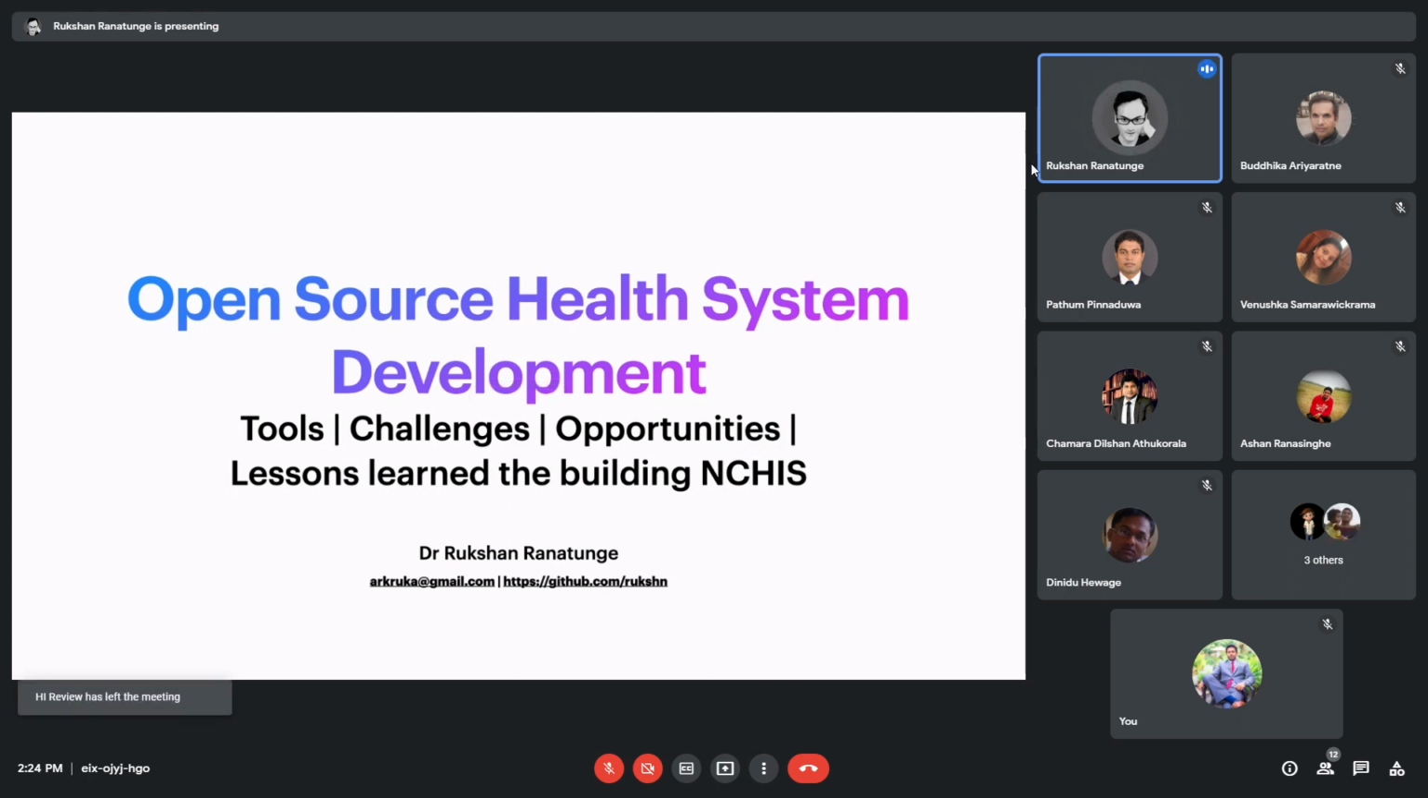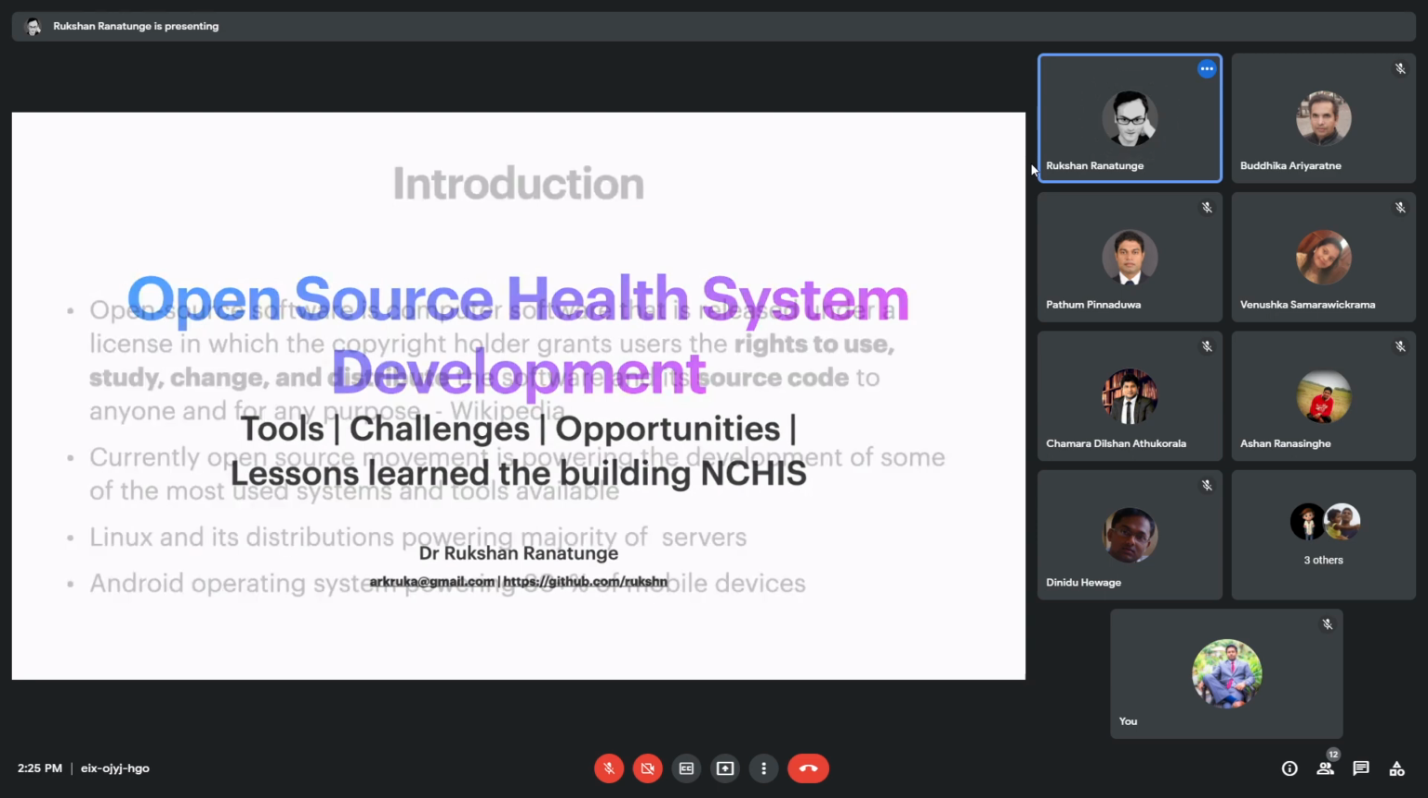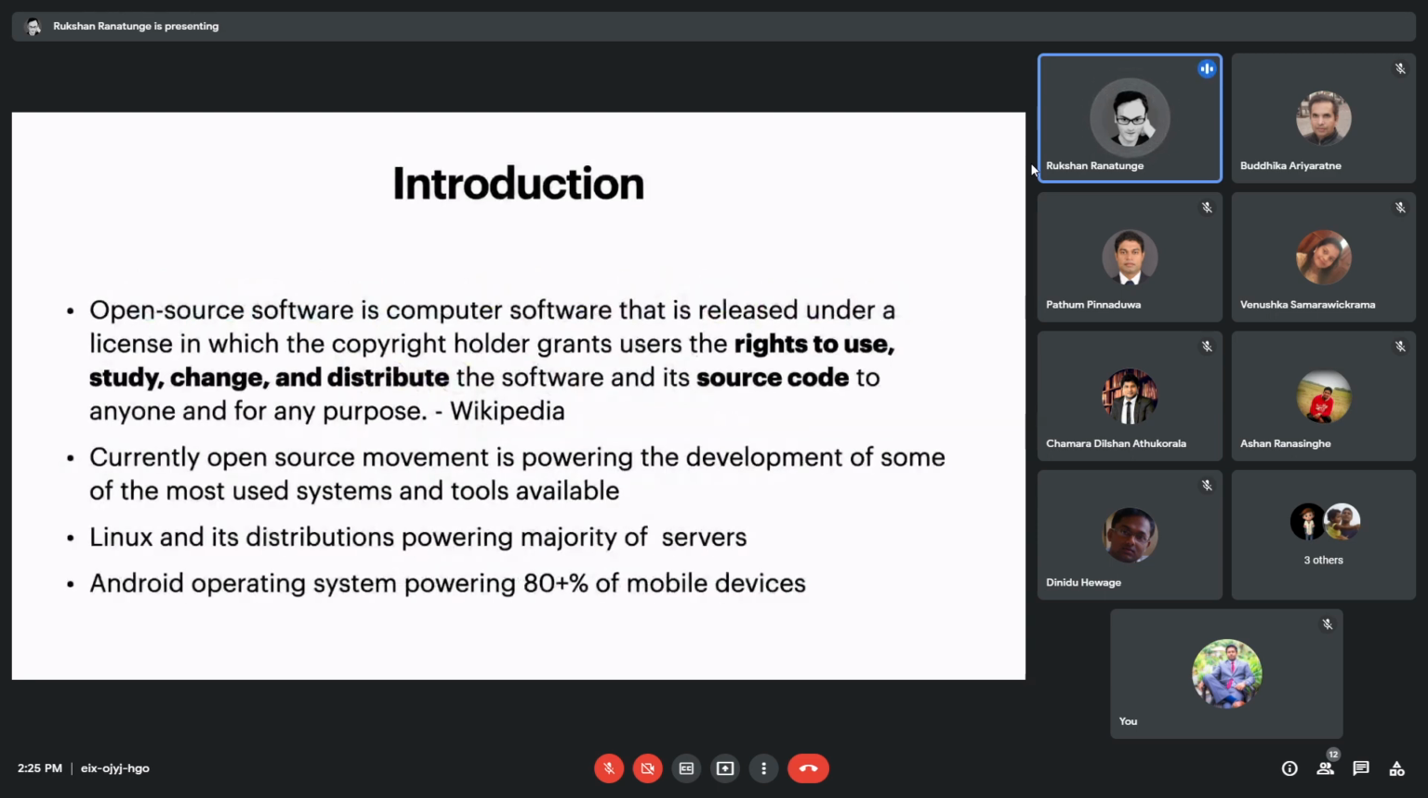So I'm going to talk about open source health system development and what we learn by building this system for the past 2 months. In brief, open source software is computer software that is released under a license in which the copyright holder grants the user the rights to use, study, change, and distribute the software and the source code to anyone for any purpose. This is the definition on Wikipedia.